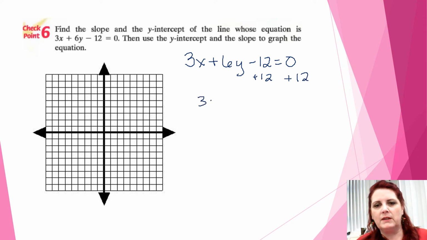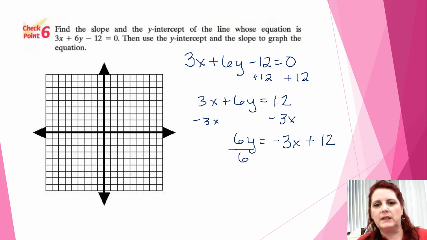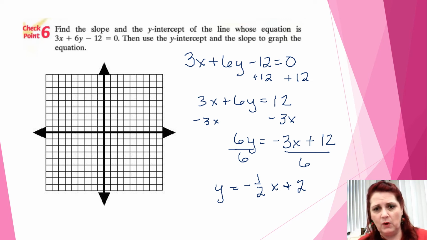So I have 3x plus 6y equals 12. I'm going to subtract the 3x. So I have 6y equals negative 3x plus 12. And then I'll divide by 6. So I'm going to have y is equal to negative 1/2 x, and then 12 divided by 6 is 2. So my slope-intercept form is this equation here. And my y-intercept then is going to be 0, 2.